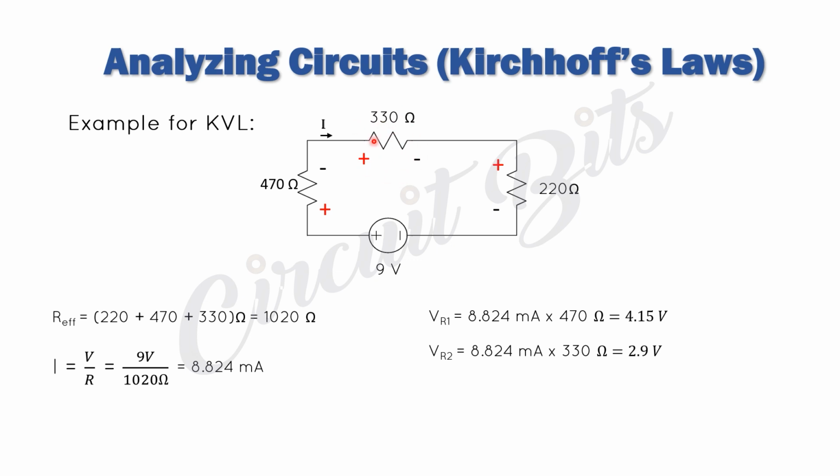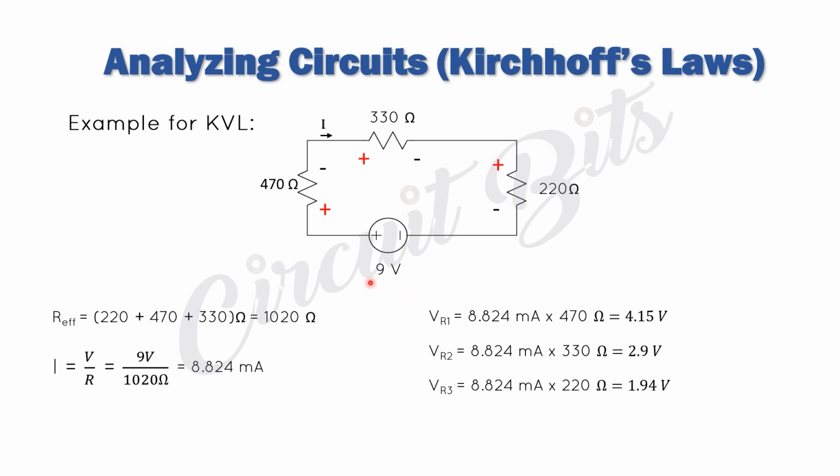So we multiply that by its resistance to get the voltage across it, the voltage drop, and we have 2.9 volts for that. And then we come to VR3, where we have the same current flowing through it, and so we multiply the current by 220 ohms, and we have 1.9 volts across it. Okay, so now we have these voltages across these resistors.